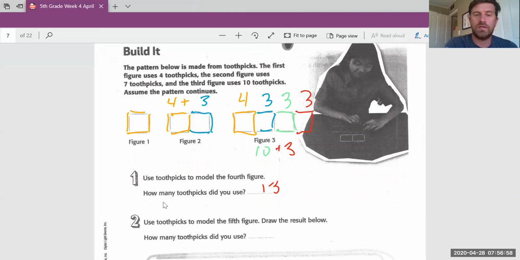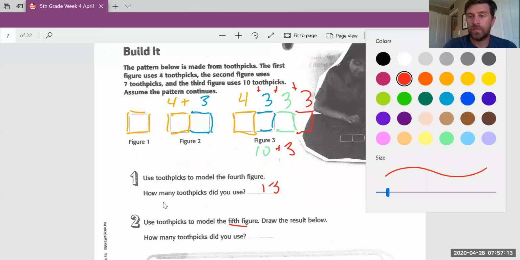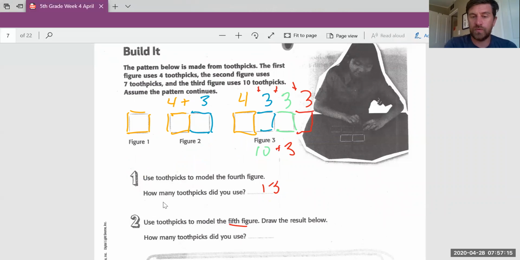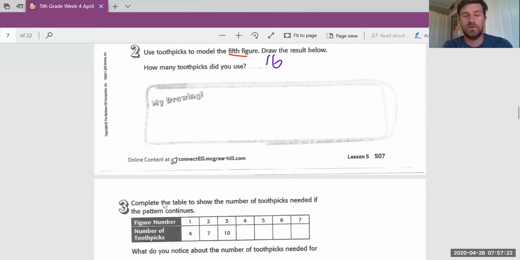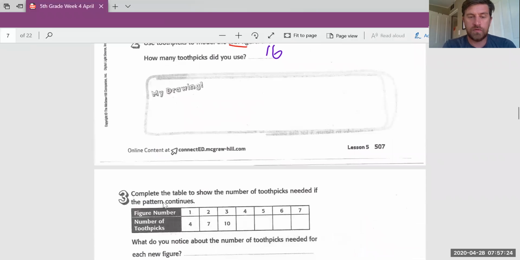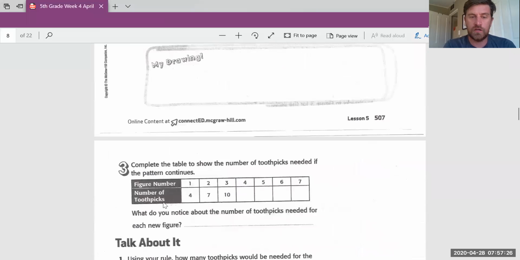Now, every time we do it, we're going to add 3. That is our pattern. So if we add 3 more to the fifth figure, adding 3 to here would just take us to 16, and so on, and so on, and so on. As they kept going, I'll fill it in here.